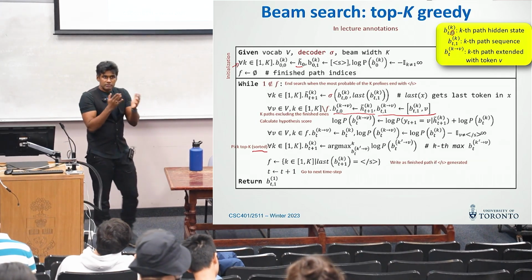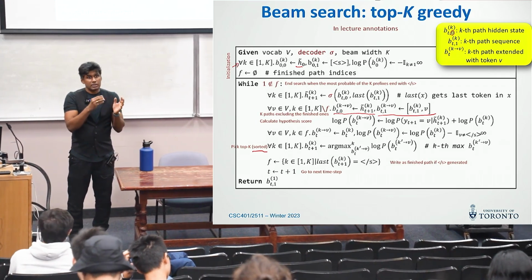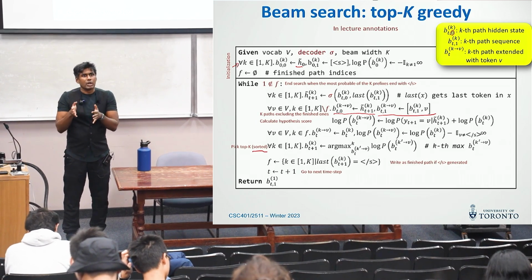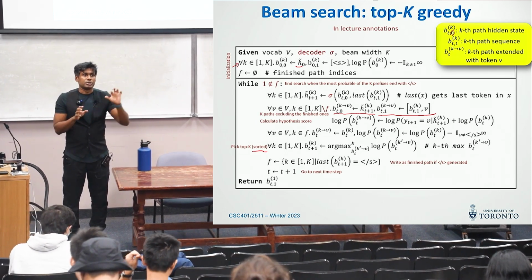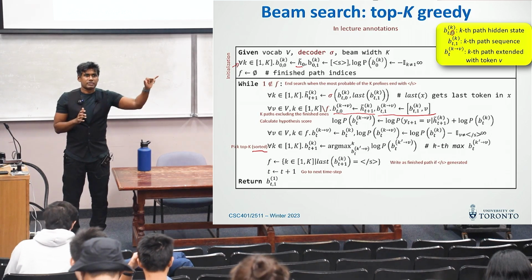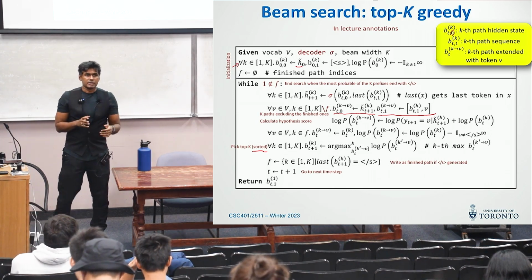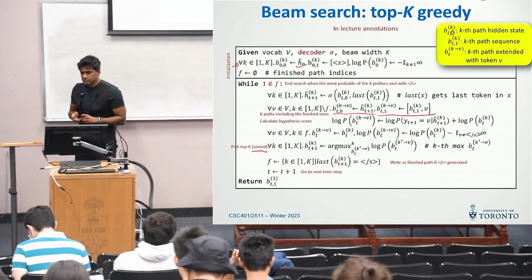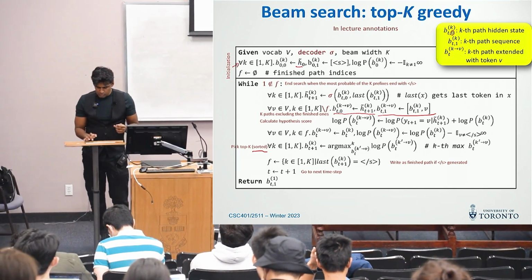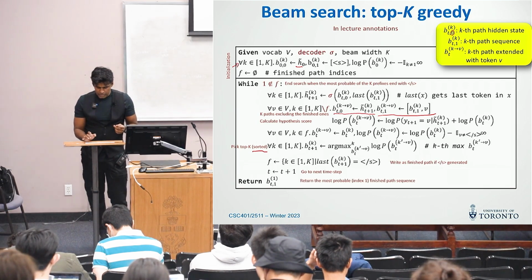Or you can say that, I will keep continuing until t equals 100, and then I'll look at which was the shortest complete hypothesis or most probable complete hypothesis, and then I'll return that. Okay? Okay, good.